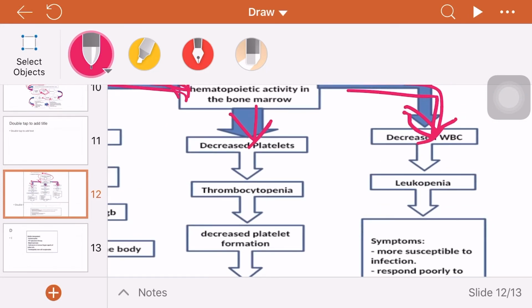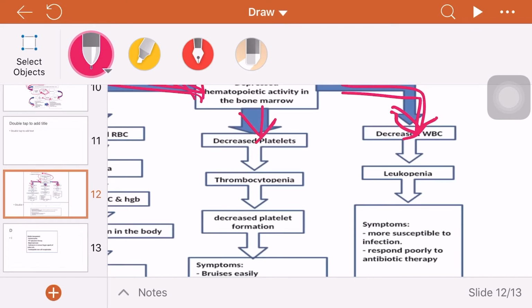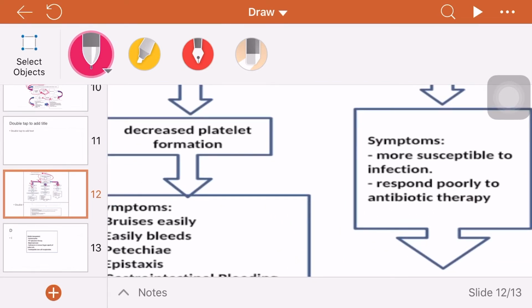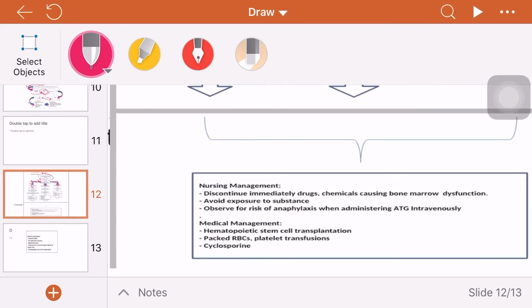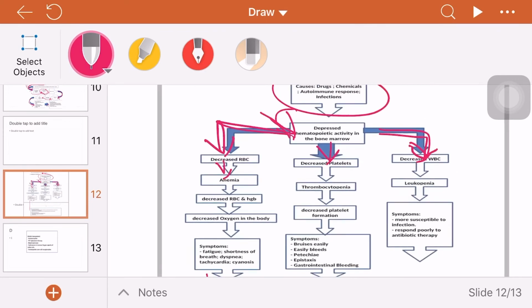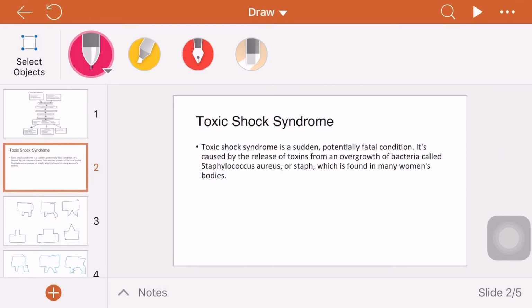Decreased WBC, the leukopenia. You will need WBC to protect antibody from pathogens. So if there is decreased WBC, your body will be more susceptible to infection and respond poorly to antibiotic therapy. So, and then nursing management and medical management. So what I'm just trying to show here is pwede mo makahimo og pathophysiology adding more arrows depending sa disease.